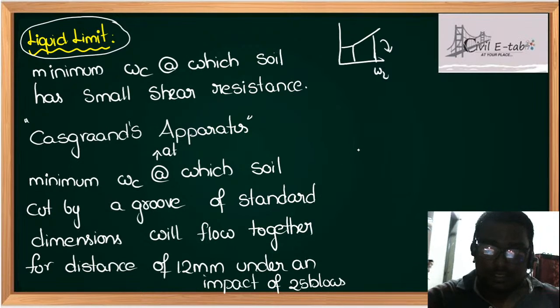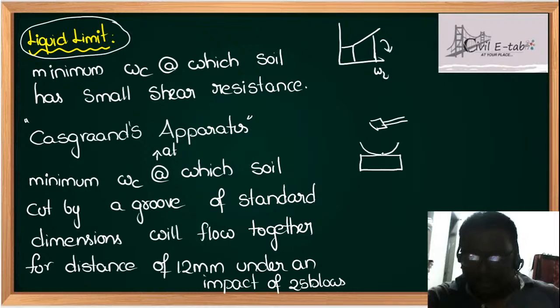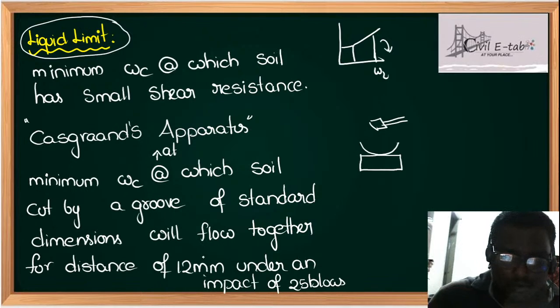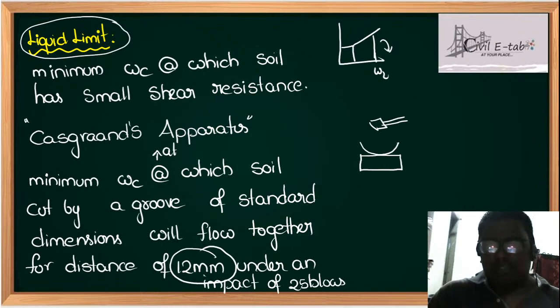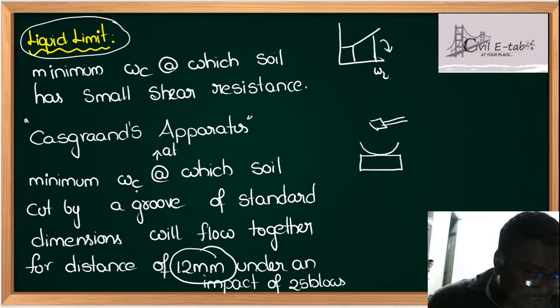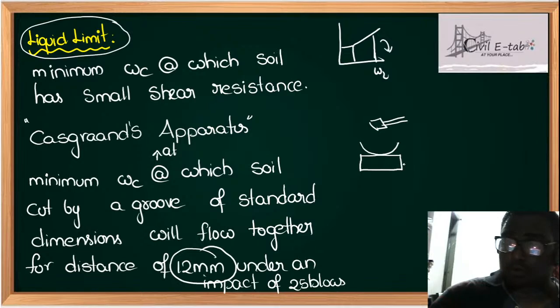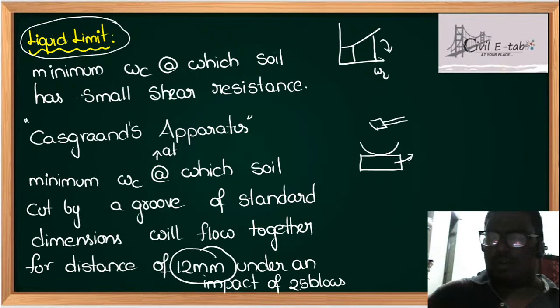Now see students, what I want to tell you is how the experiment is. Suppose you are placing the soil on a rubber base, the soil is cut by a groove, and you are applying 25 number of blows with a hammer. You will be adding water, and at the water content at which the groove moves for a distance of 12 mm under 25 blows, that will be considered as liquid limit. Am I clear, students? This was a previous competitive question.